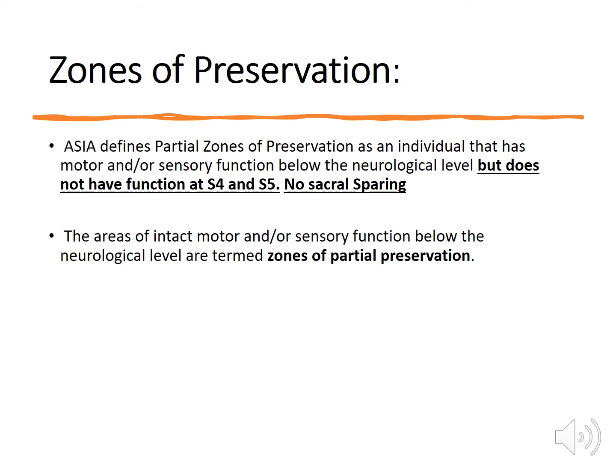So that's what differentiates the incomplete injury classified as zones of preservation. It's because this is an incomplete injury, but the patient does not have that sacral sparing. So that's why the terminology is a little different for those areas of intact motor and sensory function below the neurological level. You can read a little bit more about this on page 859. The title of that paragraph is Complete Injuries, Incomplete Injuries, and Zone of Partial Preservation.